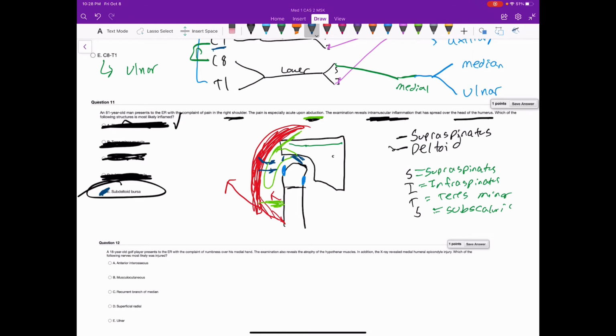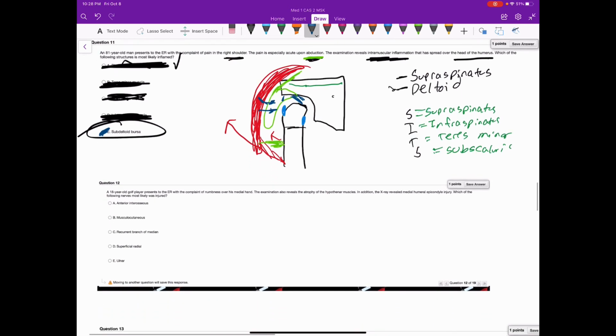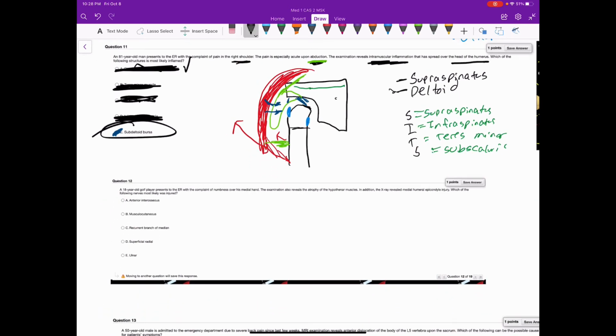So now, last one, or another one. An 18-year-old golfer presents to the ER with a complaint of numbness over his medial hand. The examination also reveals the atrophy of the hypothenar muscles. The X-ray revealed medial humeral epicondyle injury. Well, this should make your eyes light up. If you see this, you should know. Boom, I already know the answer. But if you don't, we could talk about it.